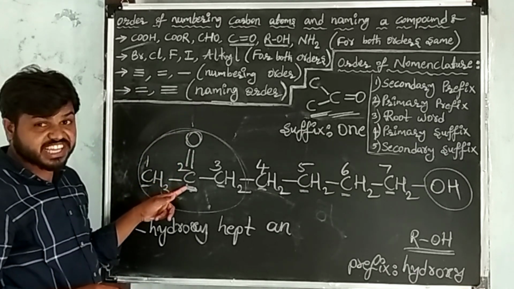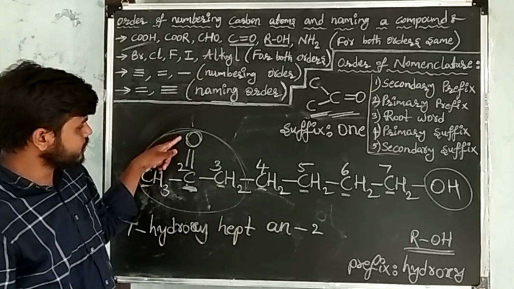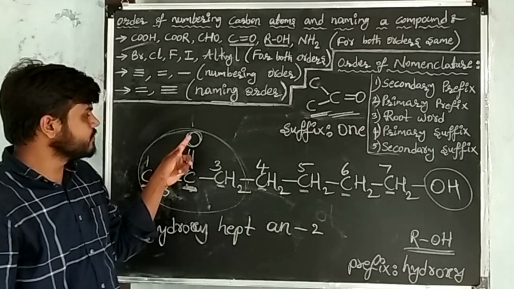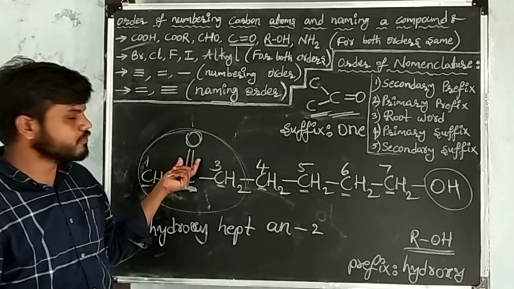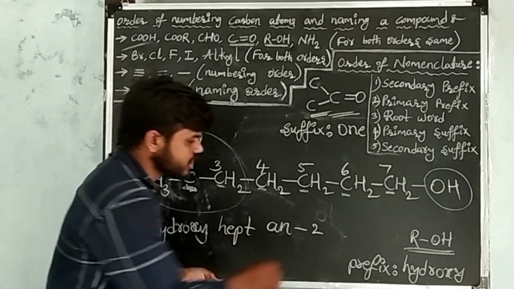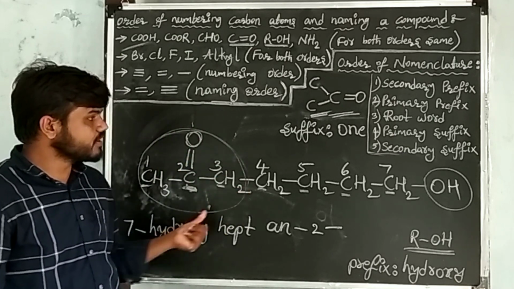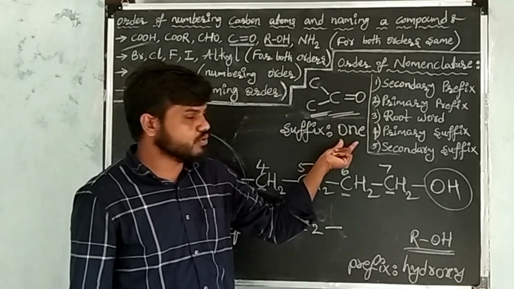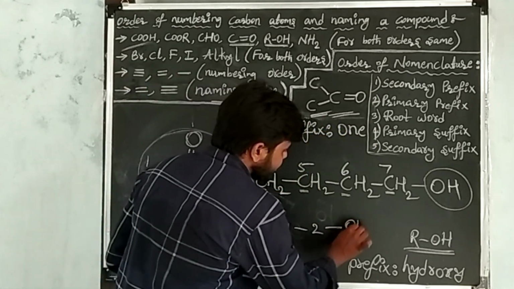Position of the ketone is what? Second carbon. I am writing position. Where we have a double bond with oxygen, that carbon will become the position. See here, at the second carbon we have a double bond with oxygen. So it is what? Position. I write in position of ketone. After writing position of ketone, write the suffix of ketone. Ketone suffix is what? On. After writing position, write the suffix of ketone, that is on.